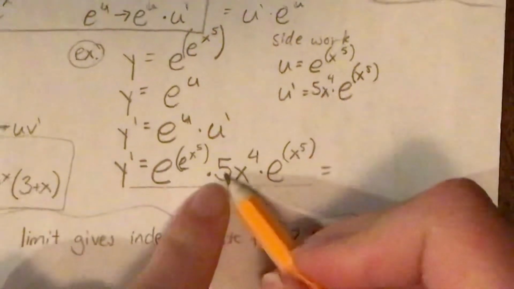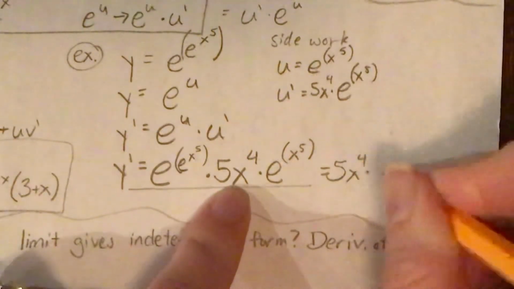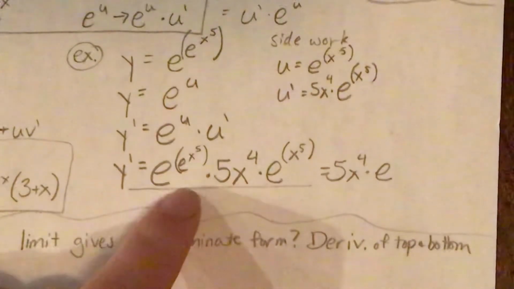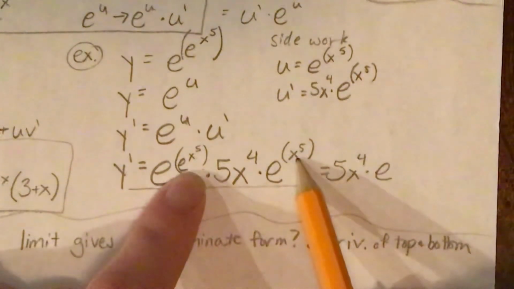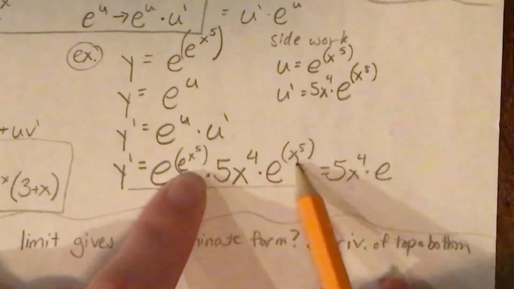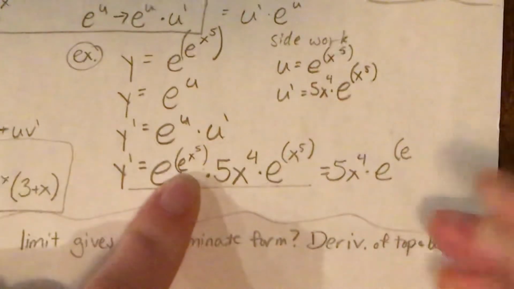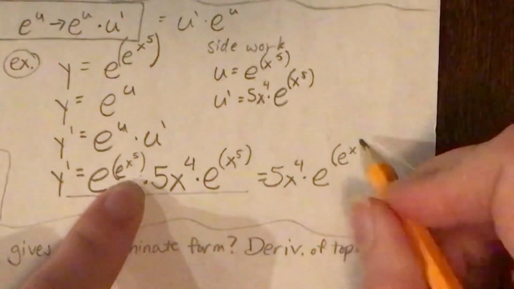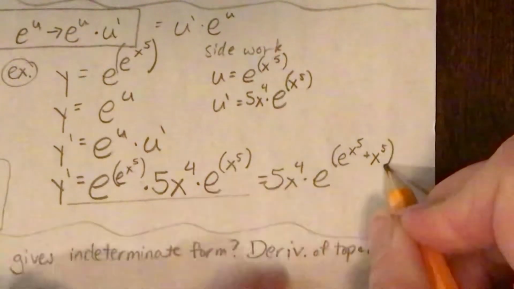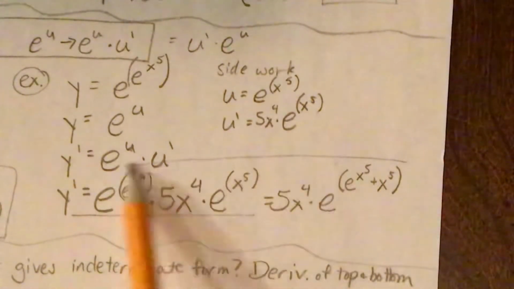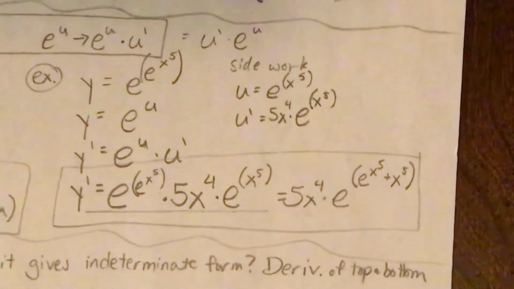I'm going to start by rewriting the 5x to the fourth, because that's the easy part, times e to the. Now we will add our exponents together. They are not like terms, right? E to the x to the fifth is not a like term with x to the fifth, so we'll just rewrite them next to each other. E to the x to the fifth plus x to the fifth. Okay. Either of these is a completely valid answer. I just want you to be familiar with this for multiple choice situations.